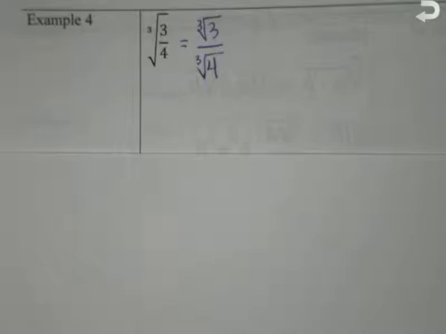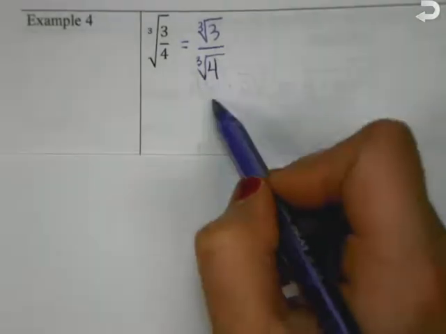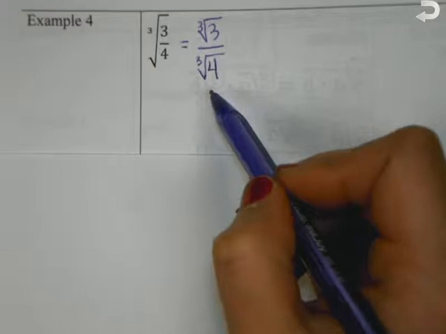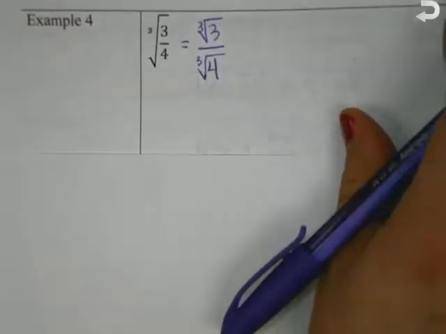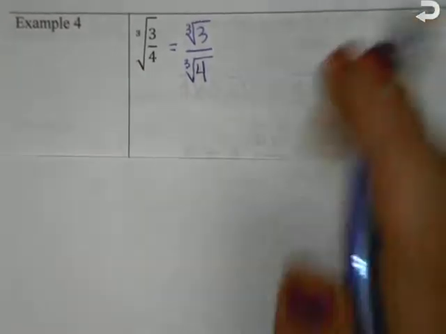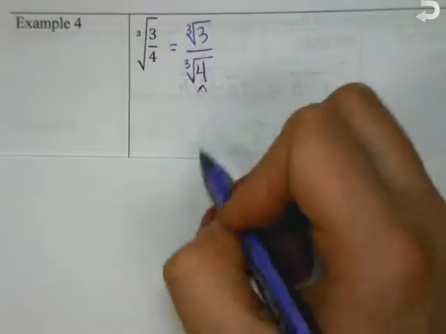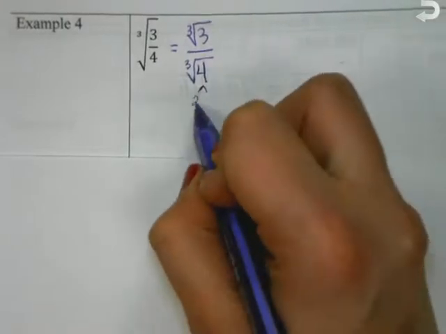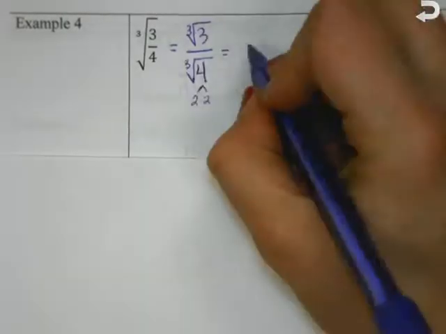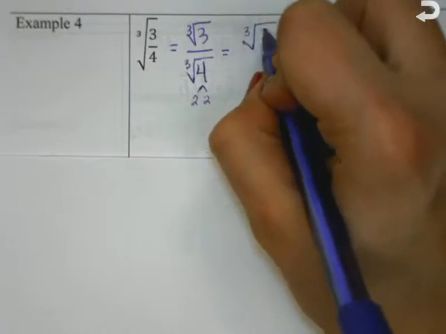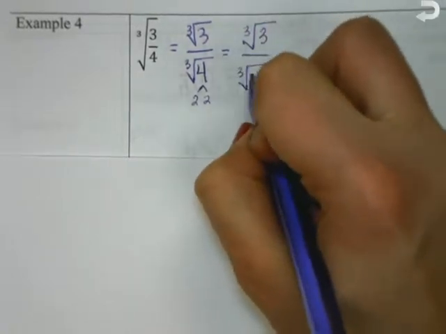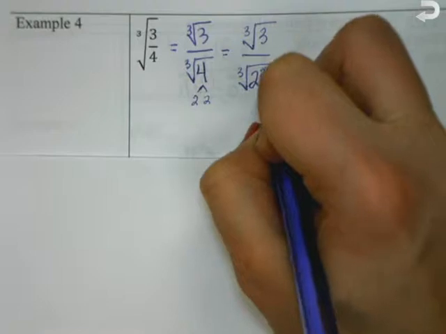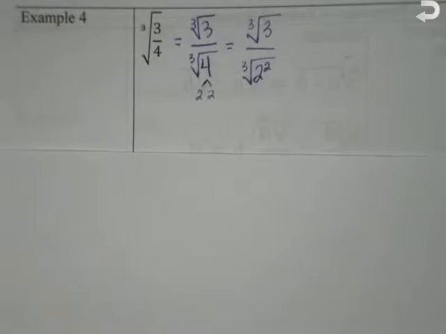Okay, I have a cube root in the denominator, which is not allowed. So before I start trying to rationalize or get rid of that denominator, I need to figure out how I can rewrite 4. 4 breaks down to 2 and 2. So this is the cube root of 3 all over the cube root of 2 squared.